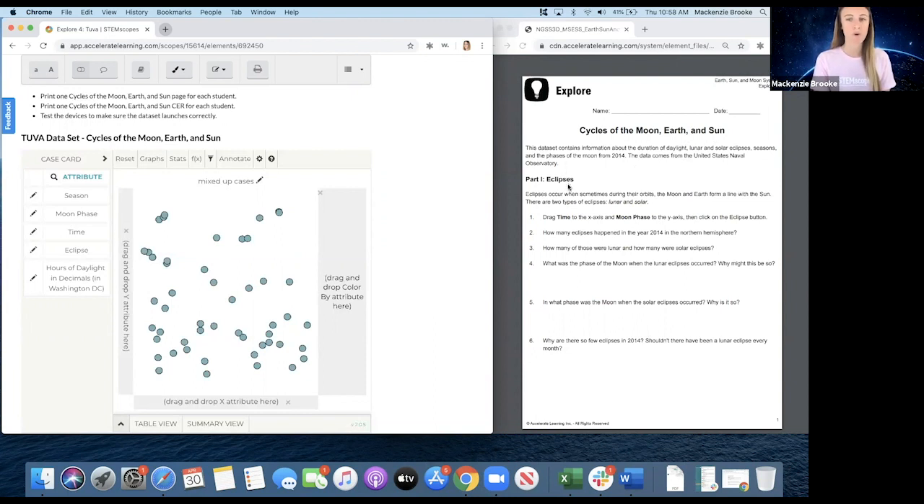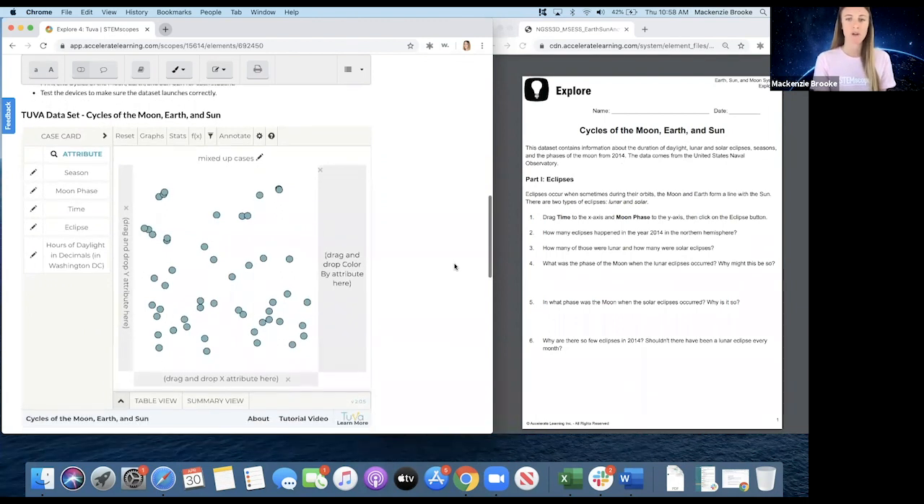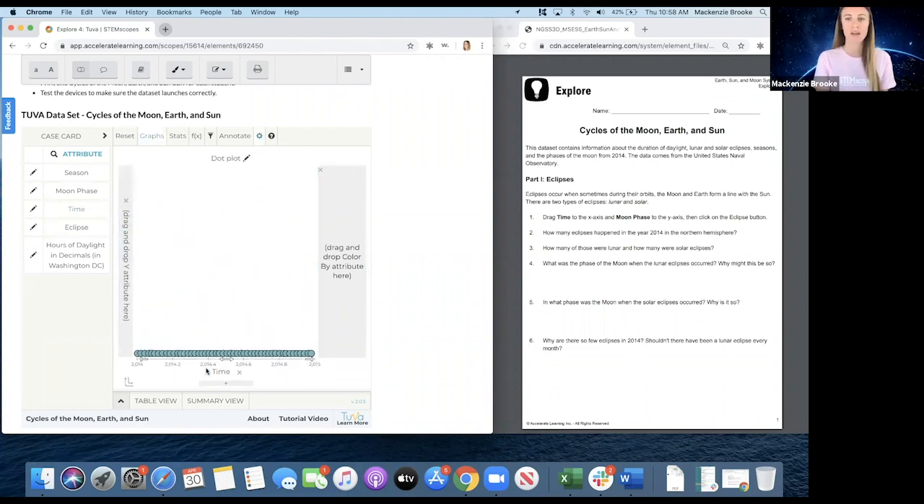In this first part, we're going to look at eclipses. Eclipses occur when, during their orbit, the Moon and Earth form a line with the Sun. There are two different types of eclipses: lunar and solar. The first thing we're going to do is drag time to the x-axis. I'm going to go ahead and drag that in. And we're also going to drag moon phase to our y-axis.